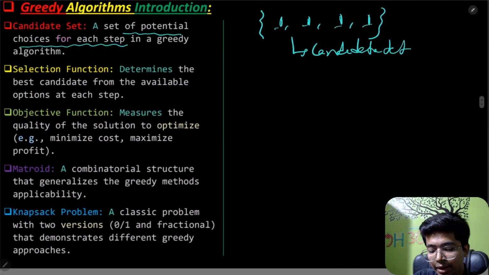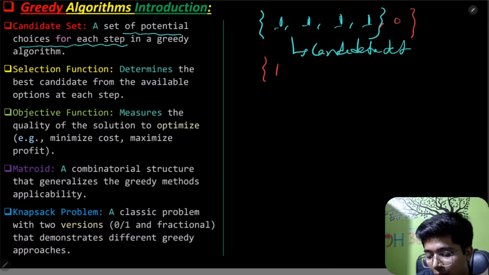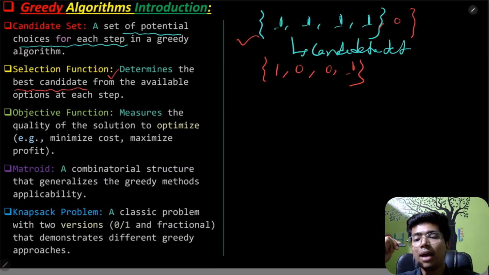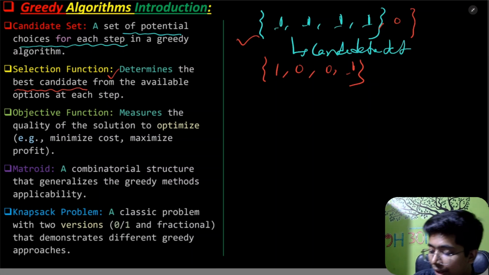The selection function determines the best candidate from the available options at each step. Look, if there is a step 1 1 1 0, or multiple choices like 1 0 0 1, and we have a function that determines the best one, we call that function the selection function. The objective function measures the quality of the solution to optimize, for example to minimize or maximize cost. Our main goal in a greedy algorithm becomes to either minimize or maximize.